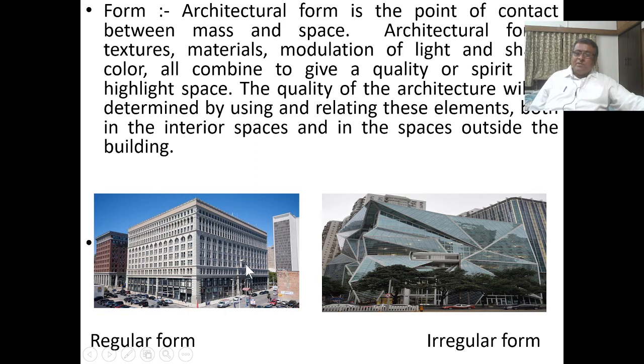So this building gives an appearance of regular form. But in this building, no texture, no material, no modulation, and no shade or light is matched, and it gives an irregular feeling. So you can say this building is in irregular form. No shape is fixed, none of the shapes is fixed, and none of the spaces are well utilized.